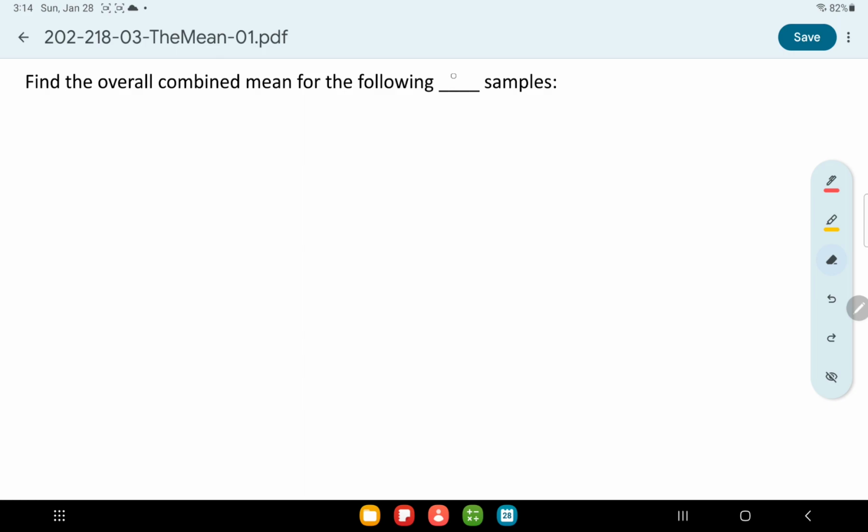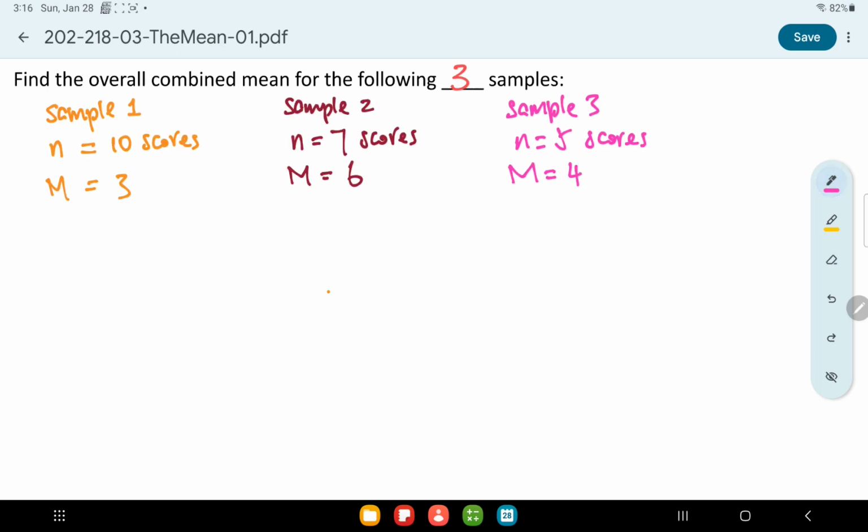Assuming we have 3 samples. Okay, just make the assumption that we're working with 3 samples here. And our task is to figure out the combined mean of 3 samples. And here are the 3 samples. Let's take a look at their specific characteristics. And here they are, the 3 samples.